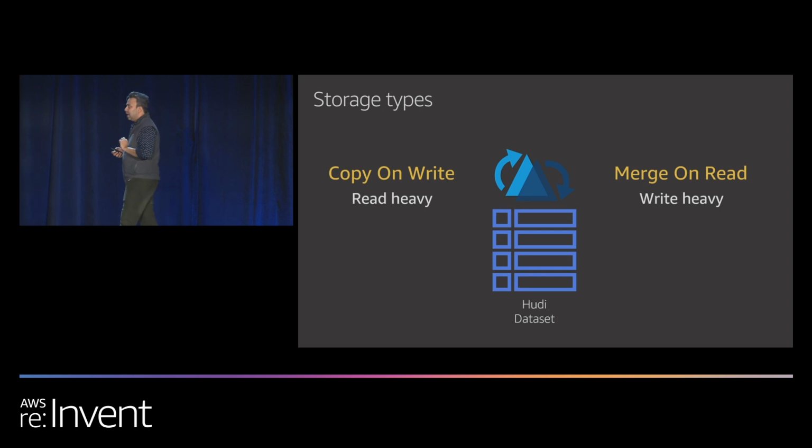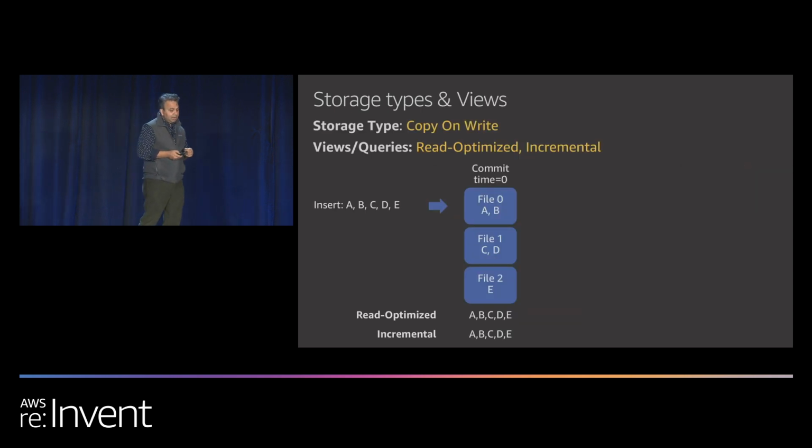Each storage abstraction also exposes a bunch of views. So what do these views mean? What do these views do? For example, the copy on write storage abstraction exports two views, a read-optimized view and an incremental view. When you query the read-optimized view, you get the entire table. But when you query the incremental view, you only get the incremental data sets that were updated on the table. That is really useful if you want to trigger pipelines on incremental data sets.